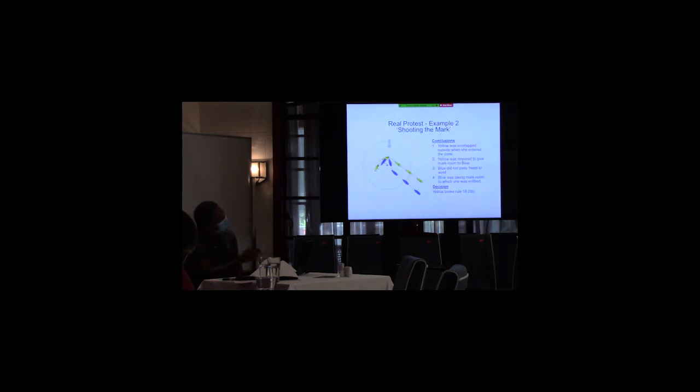So, how does this play out in terms of a conclusion? Yellow was overlapped outside when she entered the zone. Yellow was required to give mark room. Blue did not pass head to wind. If you look very carefully at that diagram, blue didn't go through the wind. Blue was taking mark room to which she was entitled, and therefore yellow broke the mark room rule 18.2.